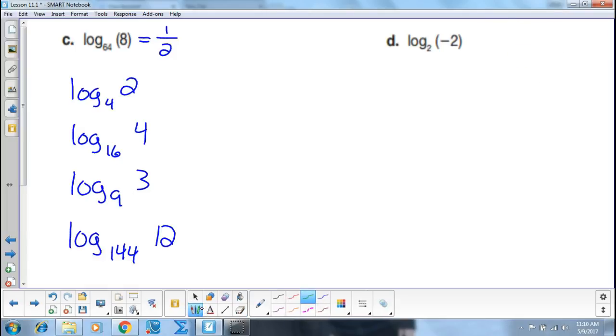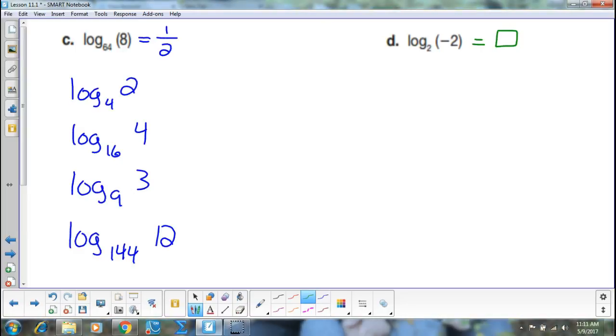So let's go at this one a different way. What if I said this is equal to a box? And I want to fill the box, right? On C, I filled the box with 1/2. So this would be what in exponential form? 2 to the box equals negative 2. Fill my box. We already tried that one. Didn't work out. 2 to the negative 1 power is 1/2. Yeah, that'd be 1/2, not negative 2.